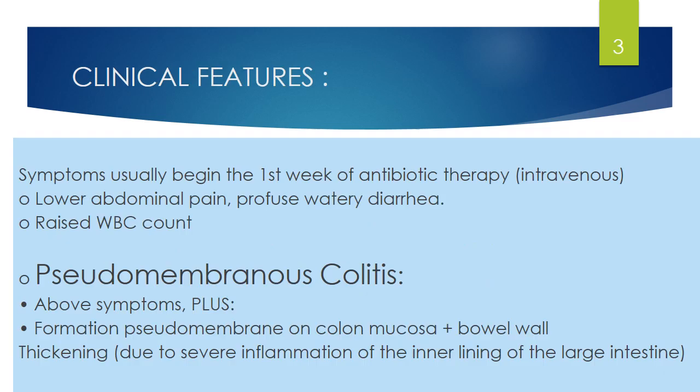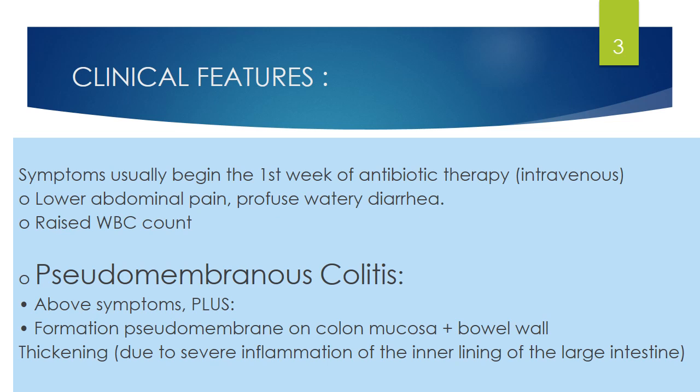So the symptoms usually begin in the first week of intravenous antibiotic therapy, but they can occur at any time within the 6 weeks. There will be sudden onset of abdominal pain and profuse watery diarrhea, and WBC count will be raised. WBC is white blood cells.